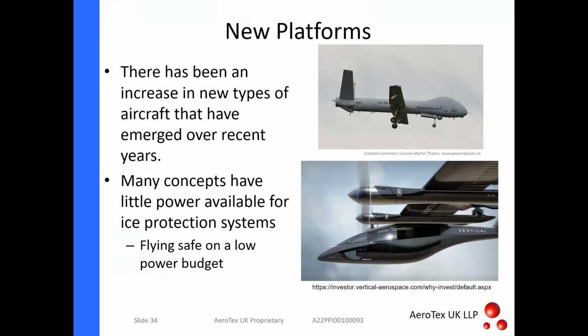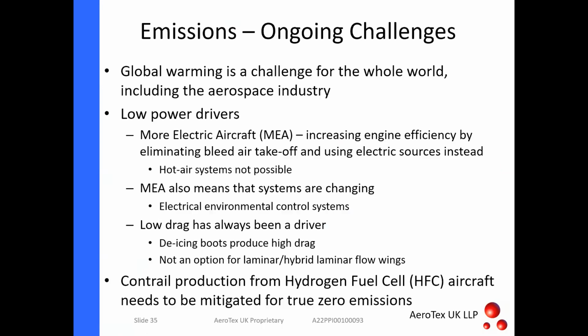There's also new challenges with new aircraft. So there's an increasing number of drones and things like these air taxis. They want to fly safe, but they've got a very low power budget. So a typical commercial or even a business jet might require several hundred kilowatts of power for de-icing and anti-icing, whereas these may have 2 kilowatts of power available. So it's a significant challenge.